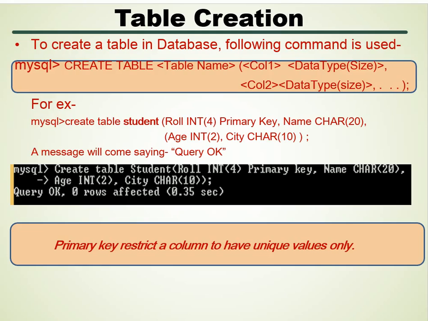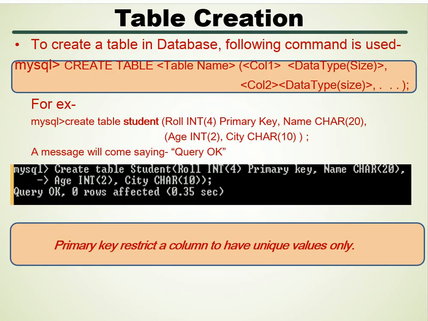For example, create table student, and roll number as the field name, int integer is data type and the size is 4. Then primary key is a key constraint, we will discuss later. Then comma, name is the next field and the data type is char and the size is 20. Means you can store up to 20 characters in this field.